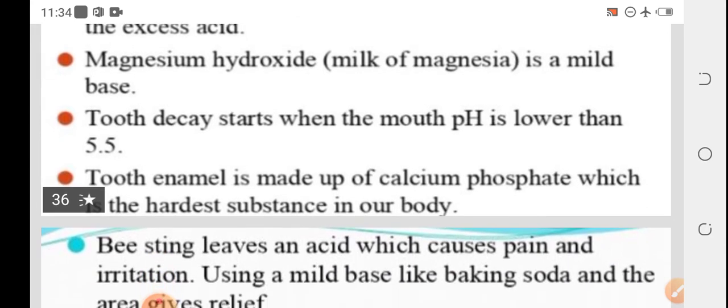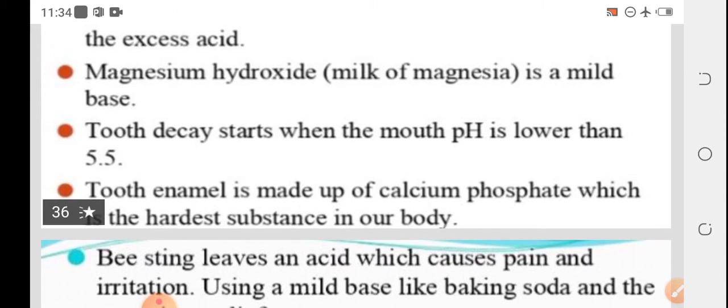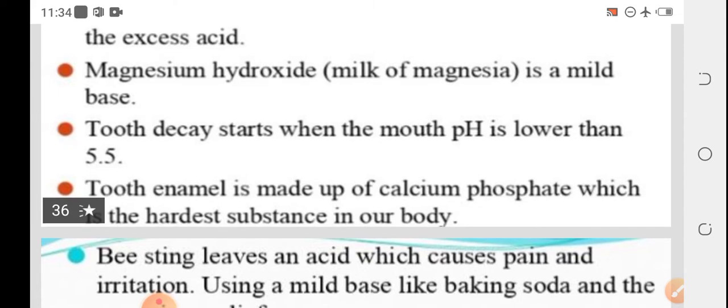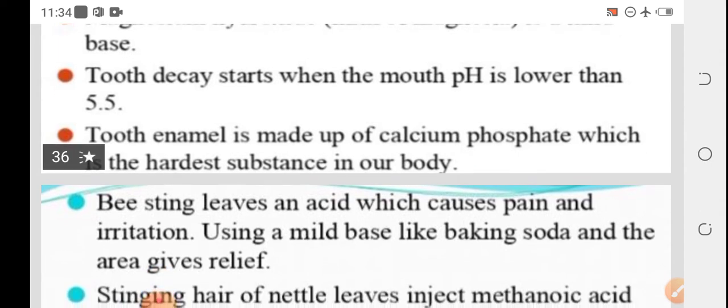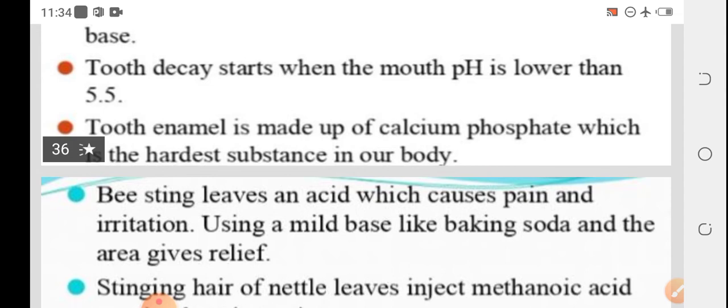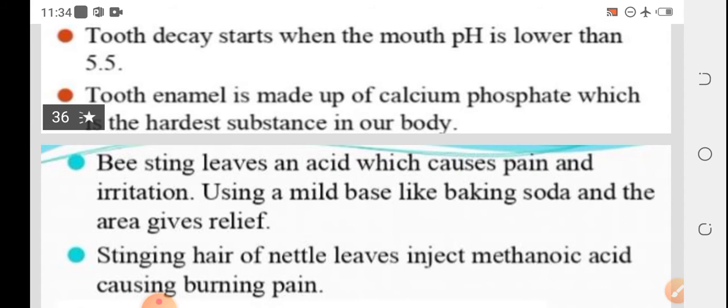Tooth decay starts when the pH of the mouth is lower than 5.5. So nowadays people are suffering from tooth decay. Tooth decay is formed because of the lower pH, that is less than 5.5. Tooth enamel is made up of calcium phosphate, which is the hardest substance in our body. That's why when you go to the dentist, doctors suggest you use a base type of toothpaste.